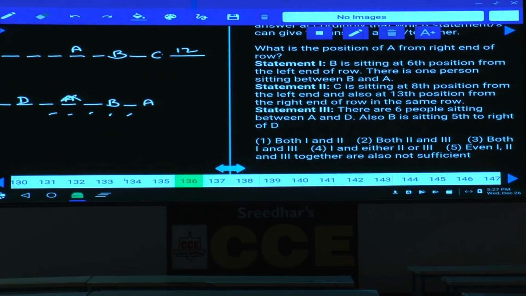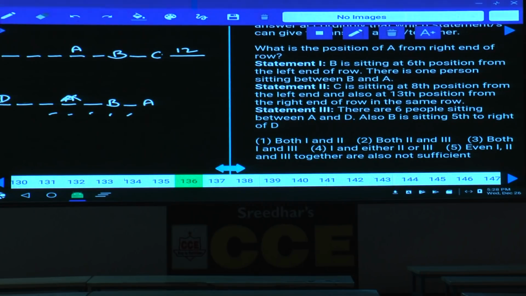Then condition number 3, there are 6 people in between A and D, 3, 4, 5, and also B is seated 5th to the right of D. Now, as B is seated 5th to the right of D, hence B will be here, D will be here, 5th to the right, 1, 2, 3, 4, 5. Isn't it? There are 6 persons. Yes, tell me, are we getting the answer or not?